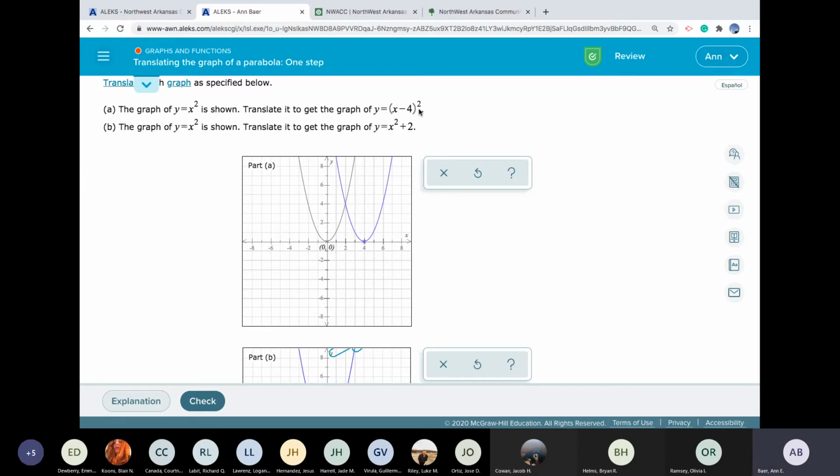So that makes sense. And this is true for every ordered pair on the graph. Every one. Every ordered pair on this graph has to satisfy this equation. Now, for our original graph, every ordered pair has to satisfy this.